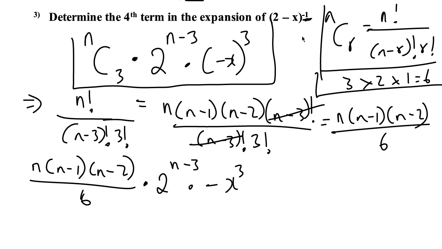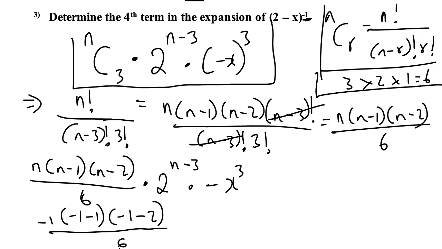Remember, it was raised to negative 1. So anywhere you see n, substitute negative 1. What will you have? Negative 1 into negative 1 minus 1 into negative 1 minus 2 all over 6 multiplied by 2 to the power negative 1 minus 3 multiplied by negative x to the power 3.